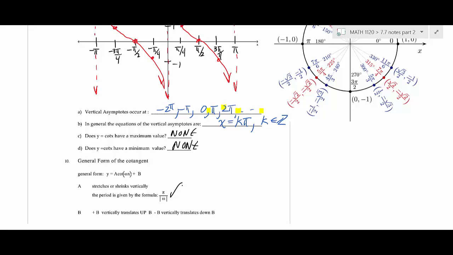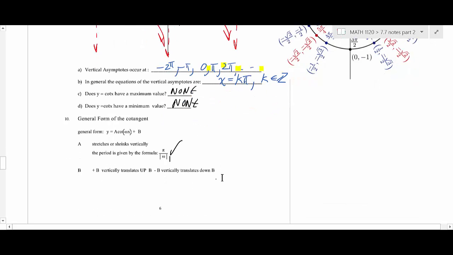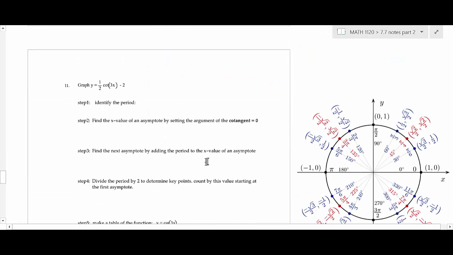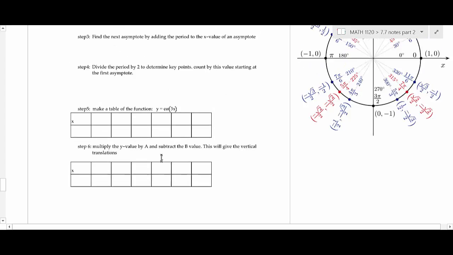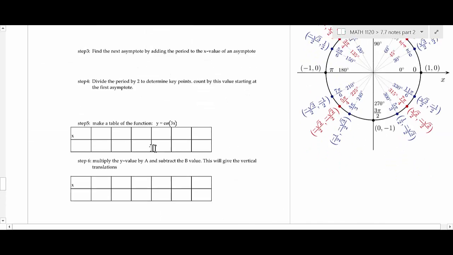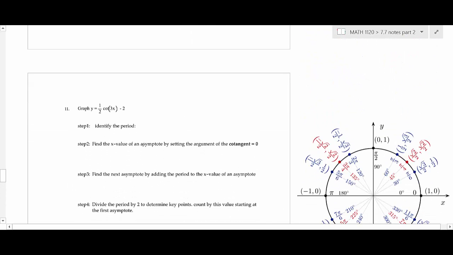All right, let's do one that's got some transformations in it. This is what you're leading up to. So let's put this one together. We have 1/2 cotangent of 3x minus 2. We're going to graph that without a calculator. If you follow this procedure, you will thrive. You will do well. So let's think about what this is.